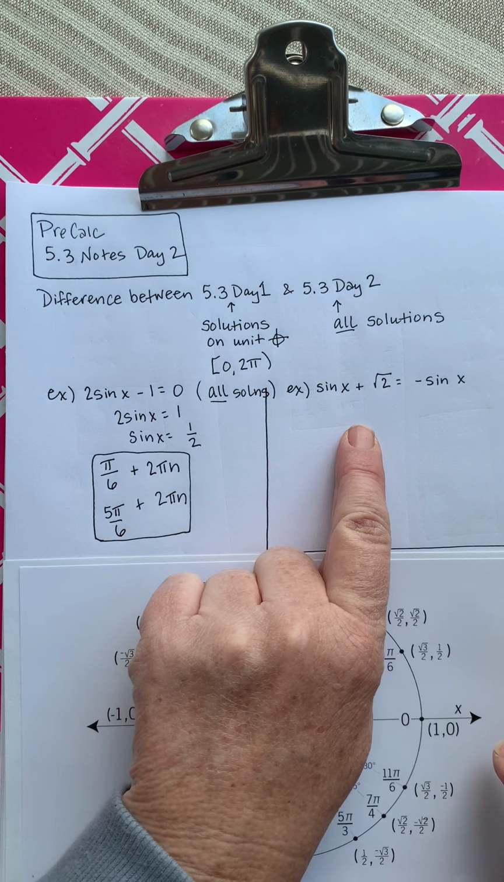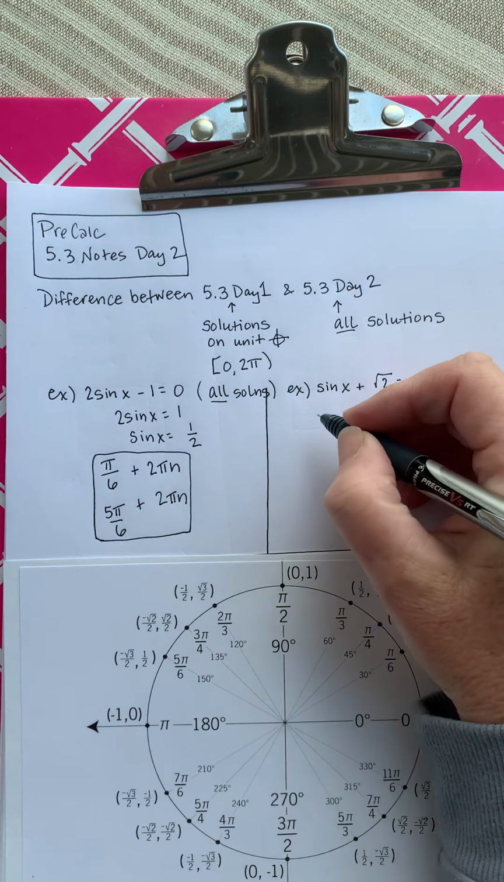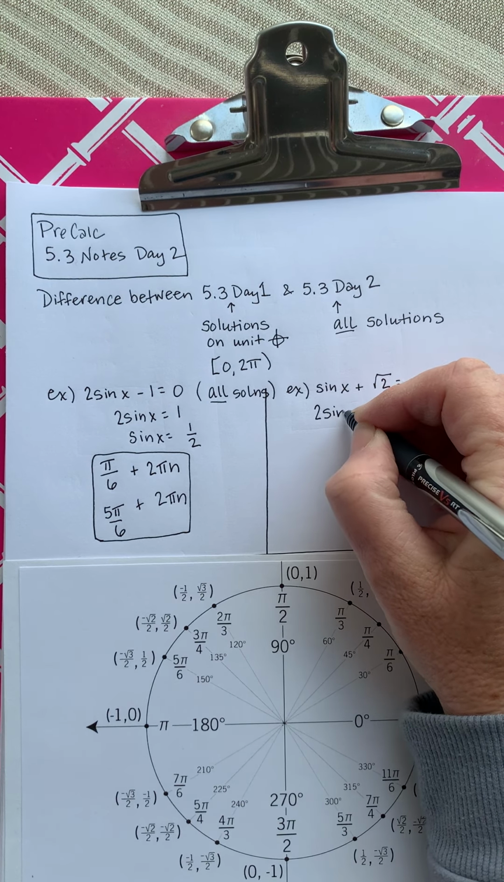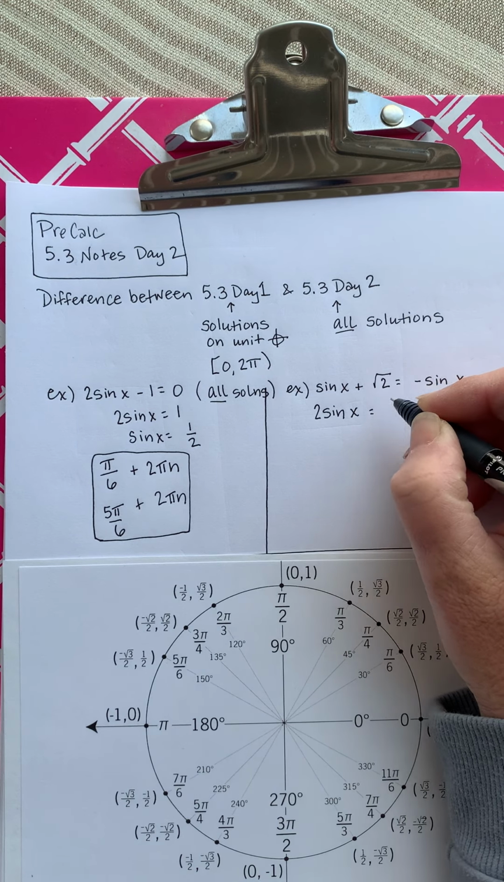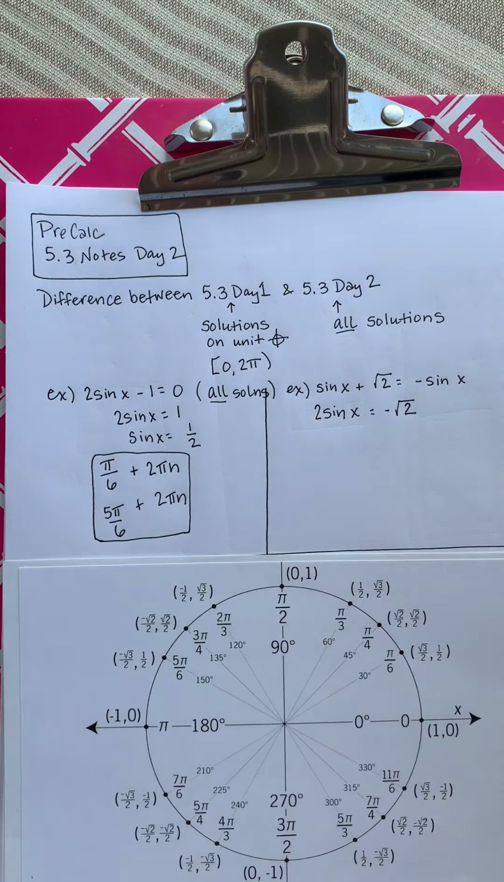Let's take a look at this one right here. I'm going to add my sine of x over to this side, so I'm going to get 2 sine of x over here. I'm going to subtract the square root of 2 over here.